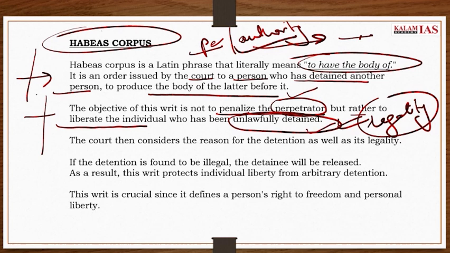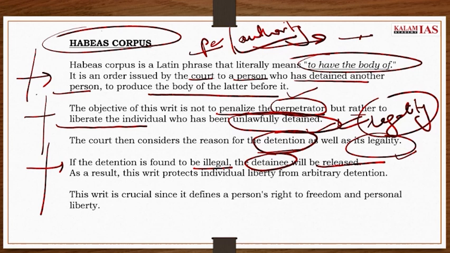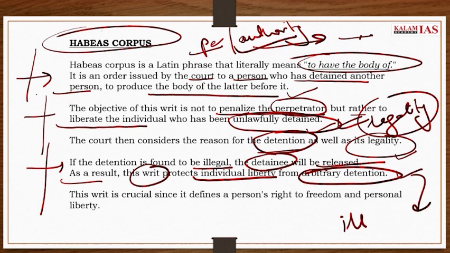Now why are we doing this? This is done to relieve a person who has been wrongfully detained. The court will consider the reason for the detention, why the person has been detained, and whether that detention is legal or not. If that detention is found to be illegal, then that detainee will be released, and as a result, the writ protects individual liberty from arbitrary detention, which is based on illegality. So this writ is crucial since it defines a person's right to freedom and personal liberty.